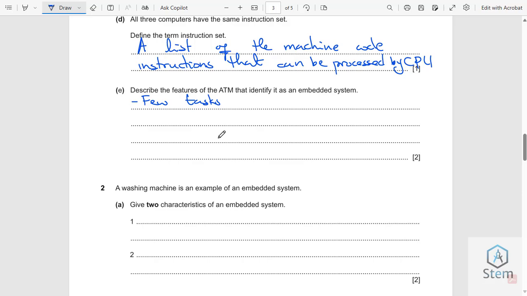Embedded systems, they don't do a lot. It's like your washing machine. The computer on the washing machine can only perform a few functions, doesn't do much. So that's a feature to talk about. Embedded systems are known for how difficult they are to reprogram. So they are difficult to reprogram.